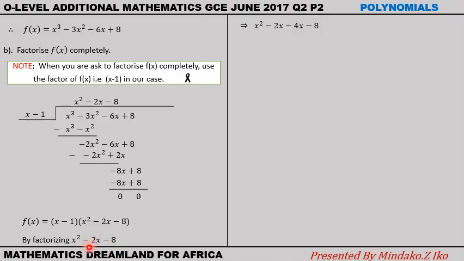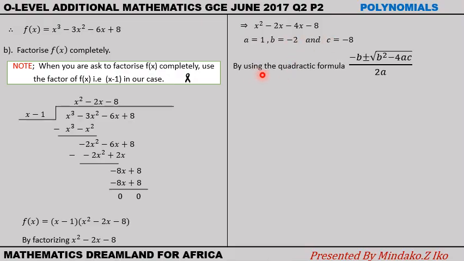You can just look for two factors that if you multiply will give you AC, and if you add will give you B. In this case, this is my A, this is my B, this is my C. But I'm going to use the quadratic formula. So my A is 1, B is negative 2, and my C is negative 8.